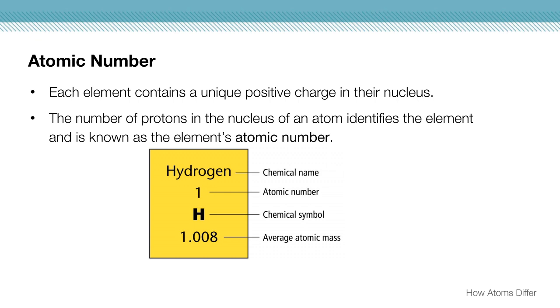And then the average atomic mass. So sometimes it won't say average, but the atomic mass is an average of a couple different numbers that, again, we're going to talk about here in a second. But that atomic mass essentially has to do with the mass of the nucleus of that atom.